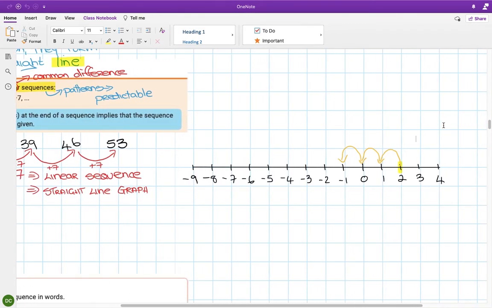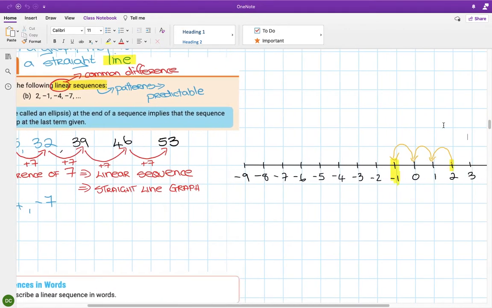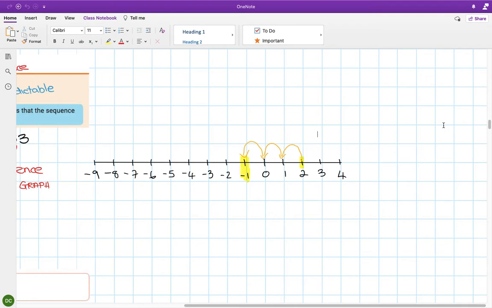So now we are here on minus 1, and we're trying to get to, what's next? Minus 4 is next. So let's have a look. 1, 2, and again, 3. So that's good. That's minus 3.